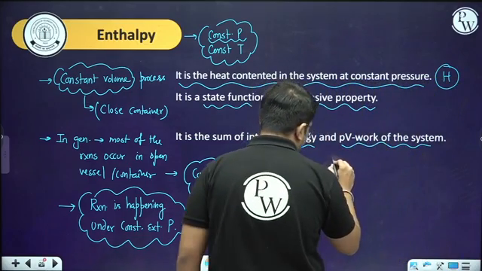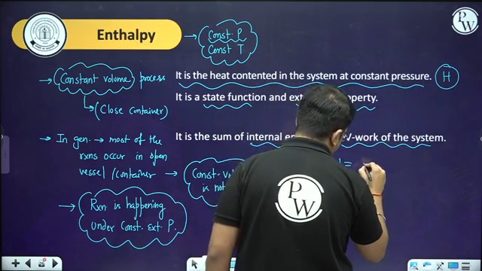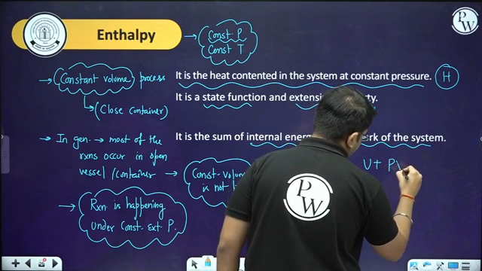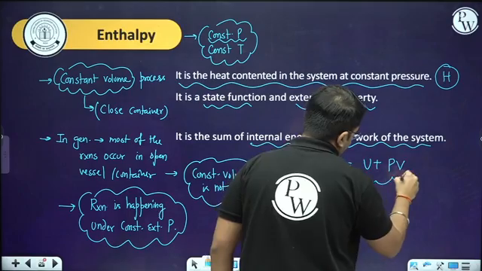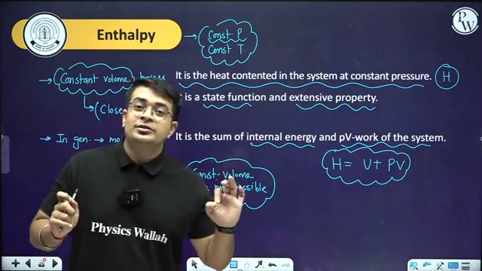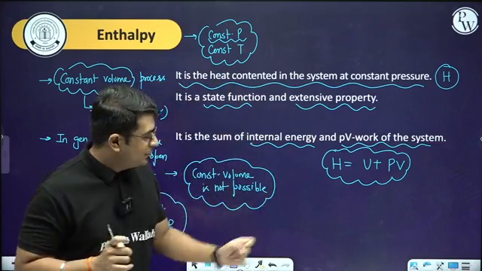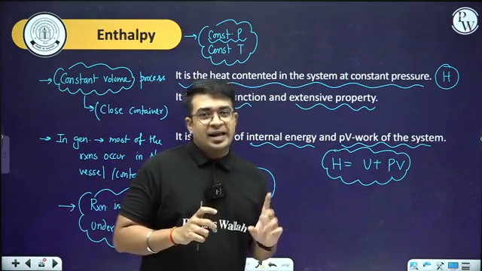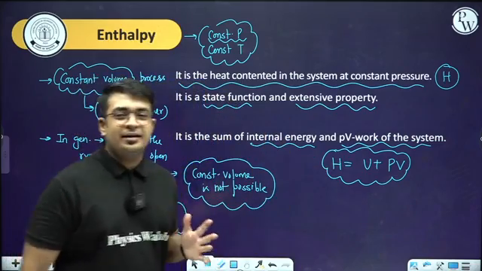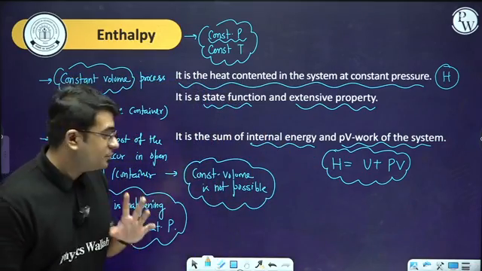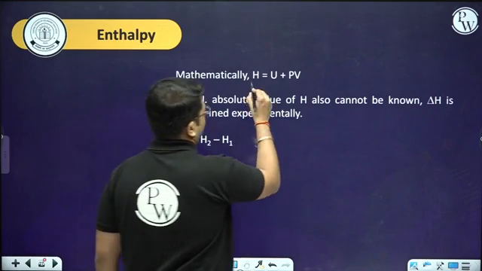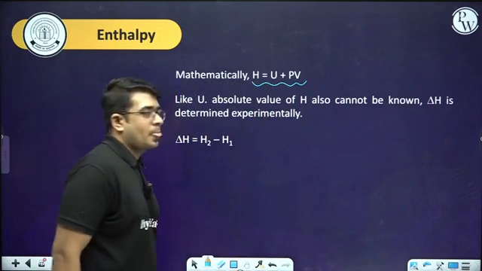So I can say that this enthalpy is basically the summation of internal energy as well as PV work done, because the entire part is occurring at a constant external pressure. It means internal energy is always there, and I have to include the PV work done also. So that is the basic idea related to enthalpy. I hope this portion is clear. So mathematically you can say H is equal to U plus PV.